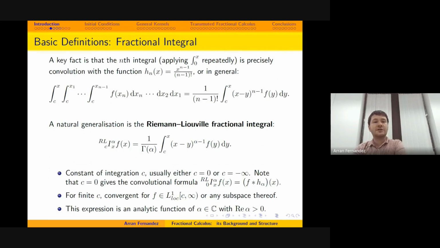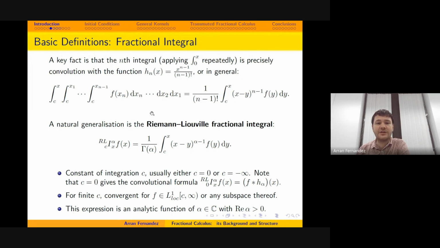Okay, let's come to the basic definition. So we start with the following fact about nth integrals. If you integrate a function n times, that means integrate starting from 0 up to x, then the result of those n integrations is convolution with a power function. More generally, we can go from c up to x, a general constant c, but the same constant every time. We integrate n times the function f, and we get this expression on the right-hand side.